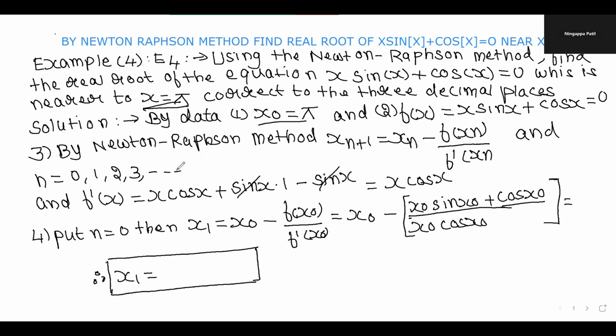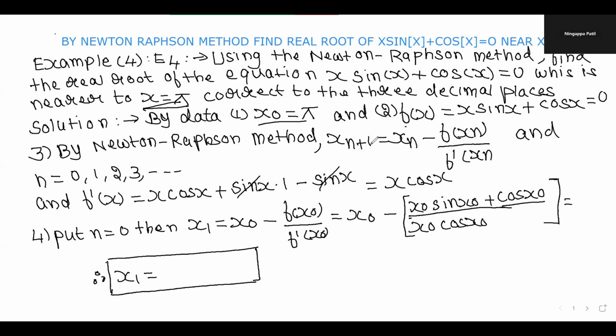Then he asked you to use the Newton-Raphson formula. Therefore, by the Newton-Raphson method, this formula, look here: x(n+1) equal to xn minus f(xn) divided by f dash of xn, and n equal to 0, 1, 2, 3, 4, and so on. Now, f(x) is already given by the examiner. This is the f(x) value. And f dash means the differentiation of f(x), you have to find out.